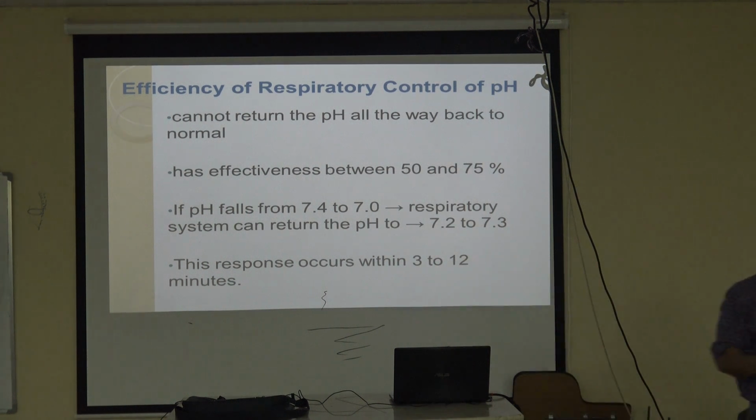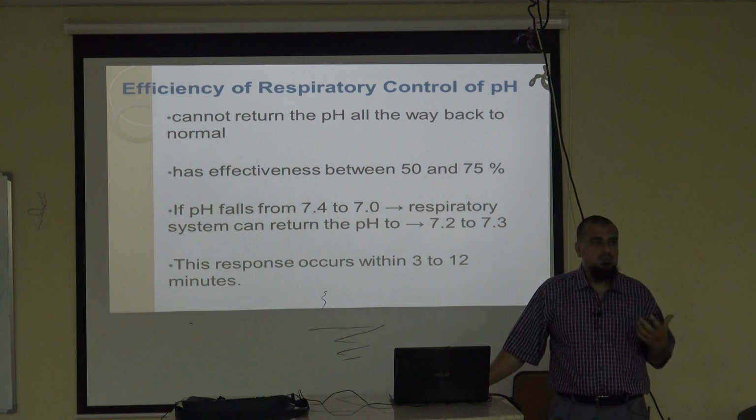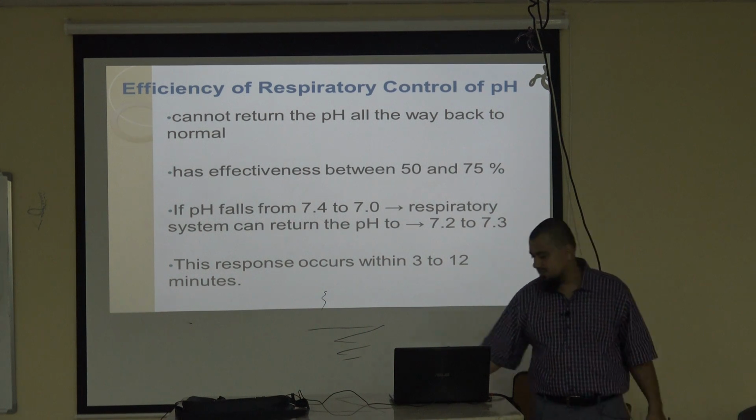The ultimate normalization is by the kidneys. But the kidney response does not start immediately. It takes time, but it's the ultimate correction. And if the kidneys are unable to correct, then the doctors are there. They have to correct it. Clear? So this is the normal physiological response. But the important thing is that the respiratory system is relatively immediate in action. Clear? And its effectiveness is 50 to 75%.